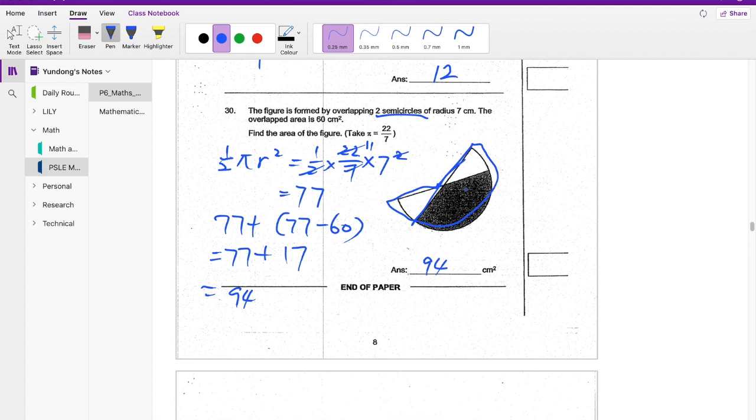The other method, you see that this area and this area overlap with this one. So the whole area is equal to 2 semicircles minus the shaded part, right? 2 semicircles, which is 1 circle, which is pi r squared, which is 77 times 2, right? And here we see this shape. If we times 2, there's the overlap of this part. Then we remove one overlap, which is 60. So this one we calculate, it's 94 also. Right? So this is the second method, which can help you to check whether you answered the question right or wrong.